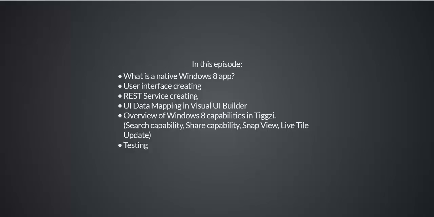Here are the steps that we'll be following. We'll talk about what makes a Windows 8 app a native Windows 8 app. We'll set up the UI, the service, and the data mapping. And then we'll show you how to incorporate Windows 8 capabilities into your app using Tiggzi. And finally, we'll test and debug using Visual Studio.